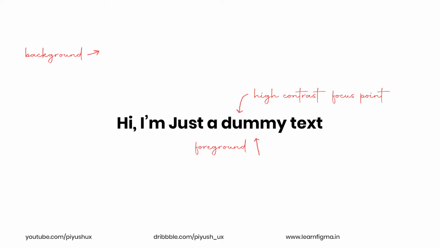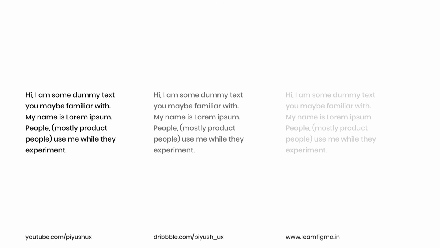But in this example, I changed the paragraph text to dark gray, to mid grays and to light grays. Notice the contrast changing? That's it for contrast. We'll talk more about it when we dive deep into color theory.